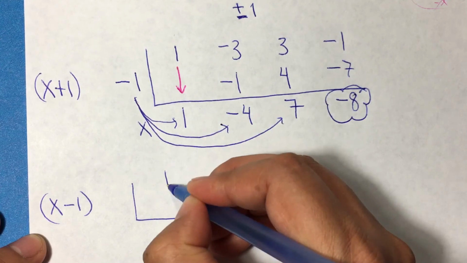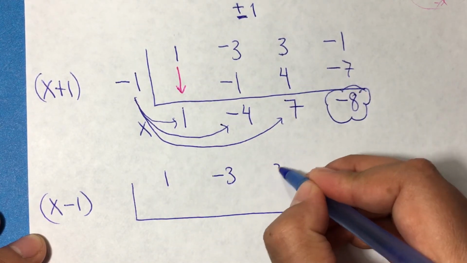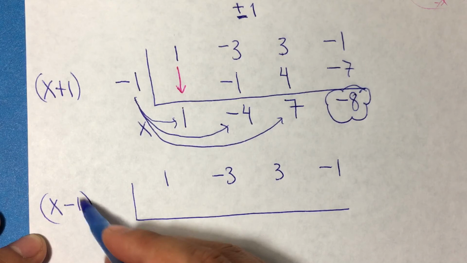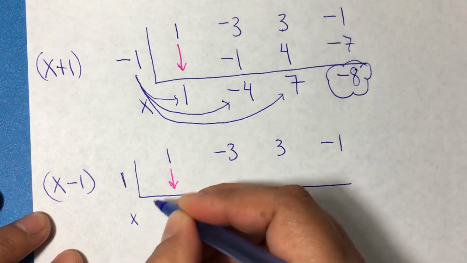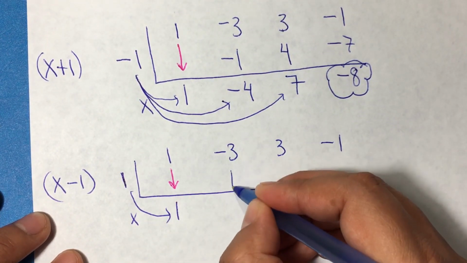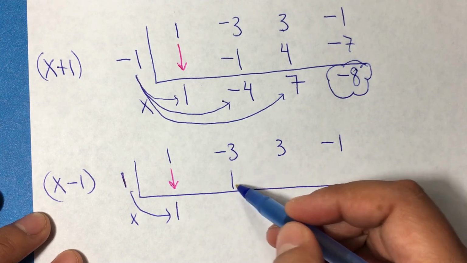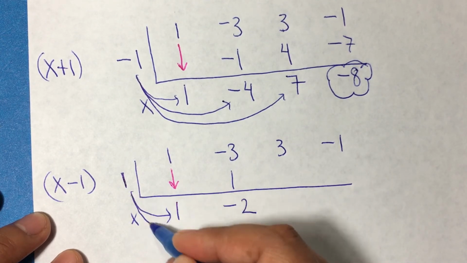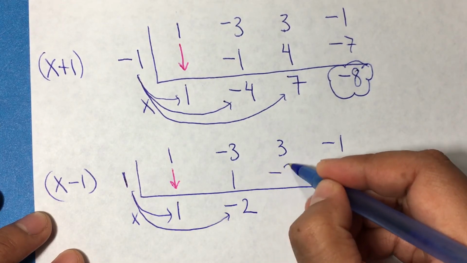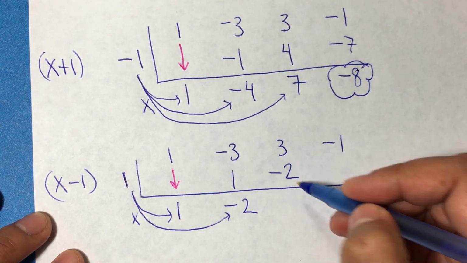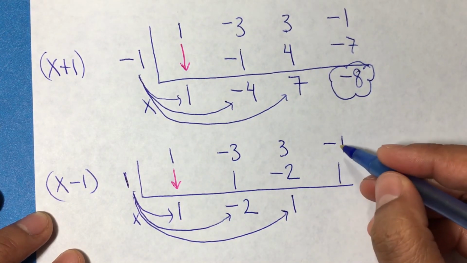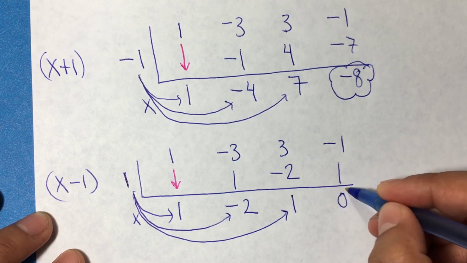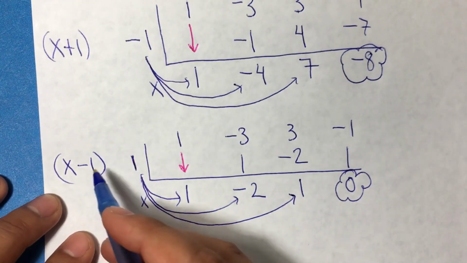Okay, so we put the 1, the negative 3, positive 3, and negative 1. This is negative 1, so we're going to use positive 1 in here. Again, we bring down the first number, which is 1, and start multiplying. 1 times 1 is 1. Combine, and we get negative 3 plus 1 is negative 2. 1 times negative 2 is negative 2. Combine, and 3 minus 2 is 1. 1 times 1 is 1. Combine, negative 1 and positive 1 is 0. So yes, the remainder is 0. That means that this is a factor.